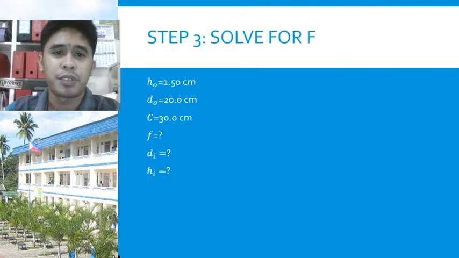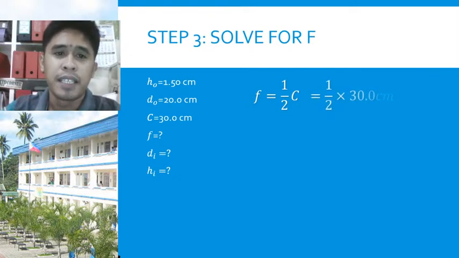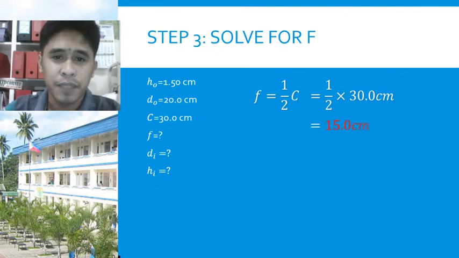The next step is to solve for f, or the focal length. Of the three unknowns, we must solve first the focal length because this unknown is crucial to solve d sub I using the mirror equation. From the previous video, we know that the focal length of the mirror is 1/2 of the radius of curvature, which takes the form f equals 1 over 2 times C. Substituting the known values, we have 1/2 times 30. Now, if we perform the operations, we get 15.0 centimeters as the focal length.